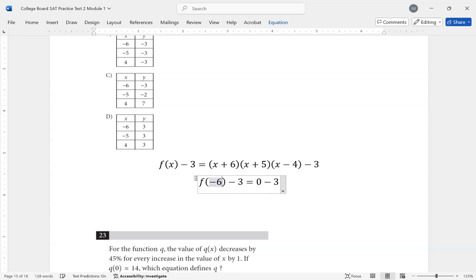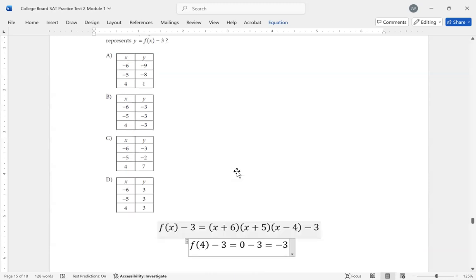Well, that's the same thing when I plug in a -5. When I plug in a -5, this multiplication becomes 0 times two other numbers, which is 0, and then minus 3. And that's the same thing when I plug in a positive 4. When I plug in a 4, I get 0 minus 3. So I get negative 3 every single time when I plug in the negative 6, the negative 5, and the negative 4, or the positive 4, excuse me, misspoke.